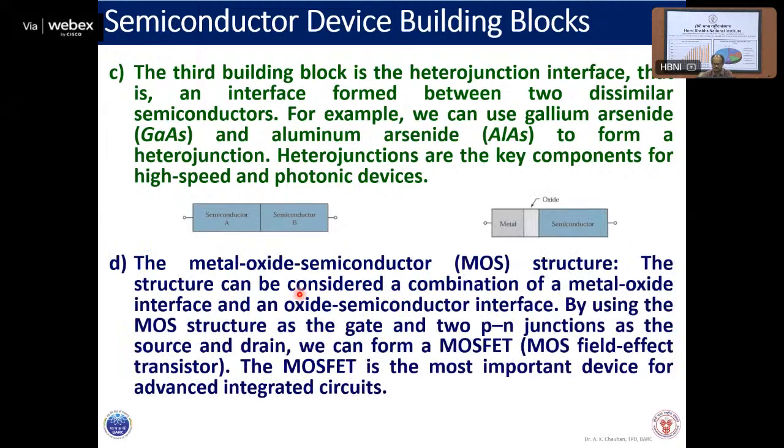The fourth and very important building block is the MOS structure, in which you have a metal and then a semiconductor, and between the metal and semiconductor there is a very thin oxide layer. The MOS structure is considered as a combination of a metal oxide interface and an oxide semiconductor interface. By using the MOS structure as the gate and two p-n junctions as the source and drain, we can form the MOSFET, the metal oxide semiconductor field effect transistor. The MOSFET is the most important device for advanced integrated circuits.